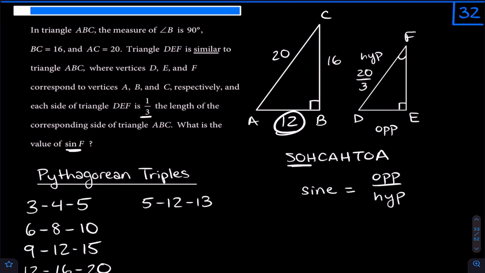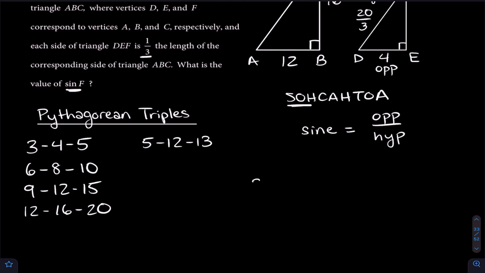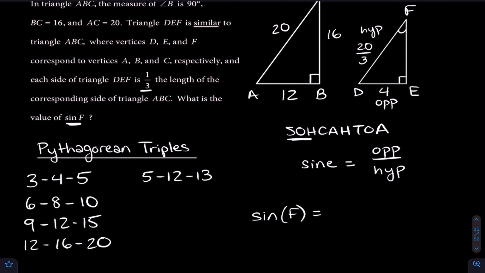So if we know that side AB is of length 12, then we know what the length of the opposite side is. It would be this divided by 3. 12 divided by 3 is 4. And now that we have that, sine of f is easy to calculate. Sine of f is going to be your opposite side, which is 4, divided by your hypotenuse, which is 20 divided by 3.